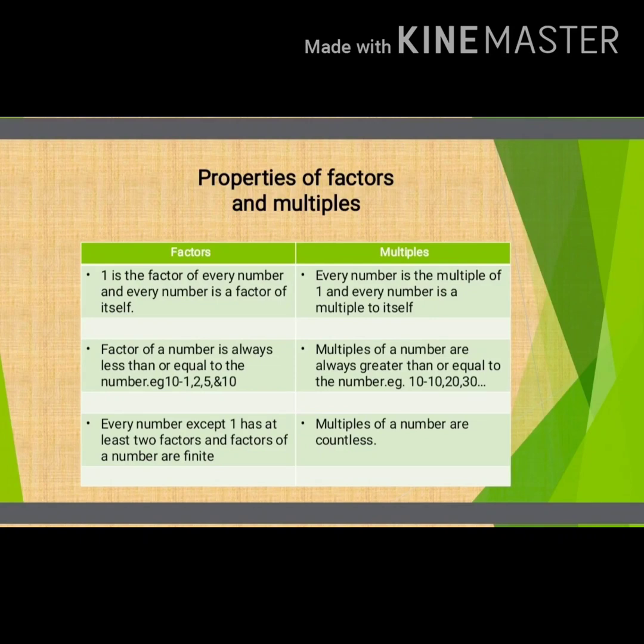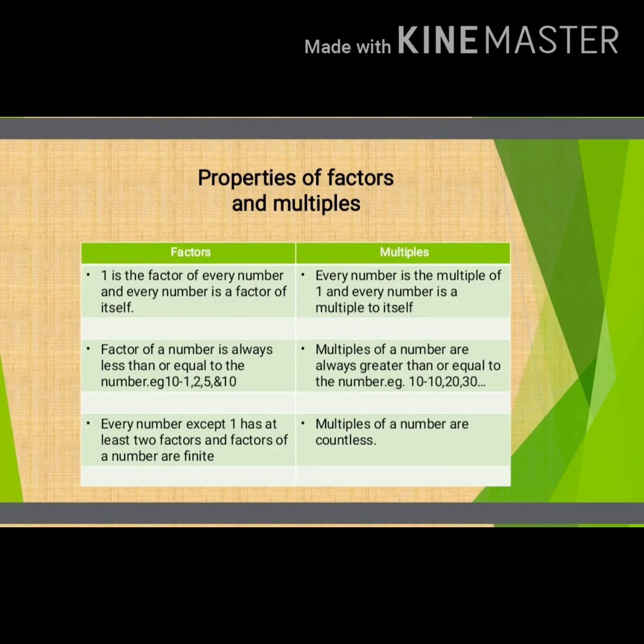Now let us see properties of multiples. The first property of multiple is every number is the multiple of 1 and every number is a multiple of itself. For example, 5 ones are 5. So every number is a multiple of itself and every number is a multiple of 1. Property number 2. Multiples of a number are greater than or equal to the number. Example 10. Again we have taken the same example, children. If I observe the table of 10, I'll get 10, 20, 30, 40. So here itself I can see that all my multiples of 10 are greater than or equal to 10.